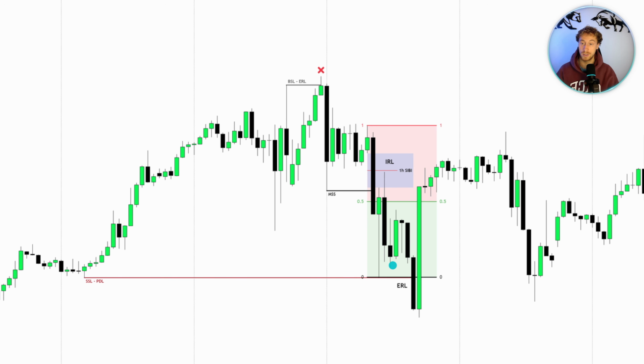And as price is trading lower, I'm adding and pyramiding into my winning trade and take full profit at the external range liquidity. One thing I forgot to mention is that also we have this bearish market structure shift here on that candle, so this confirms the bearish order flow here.